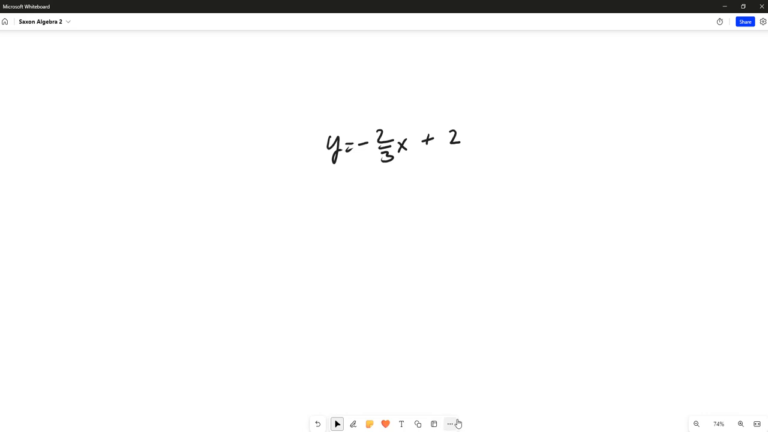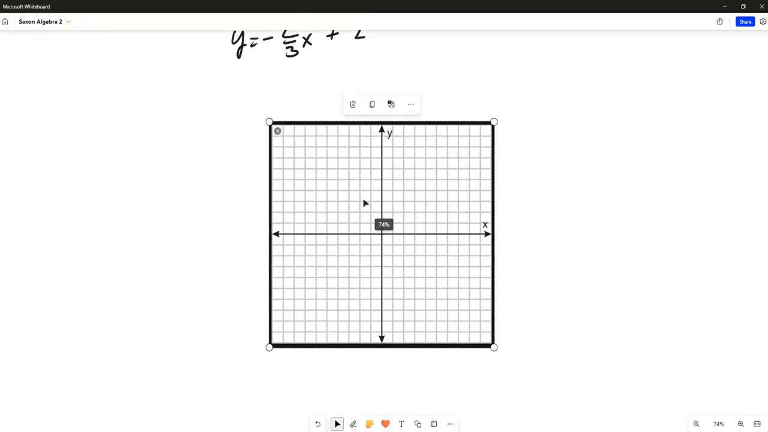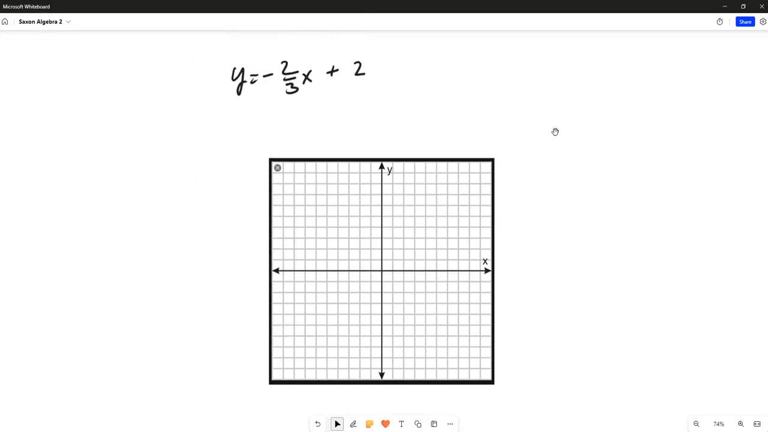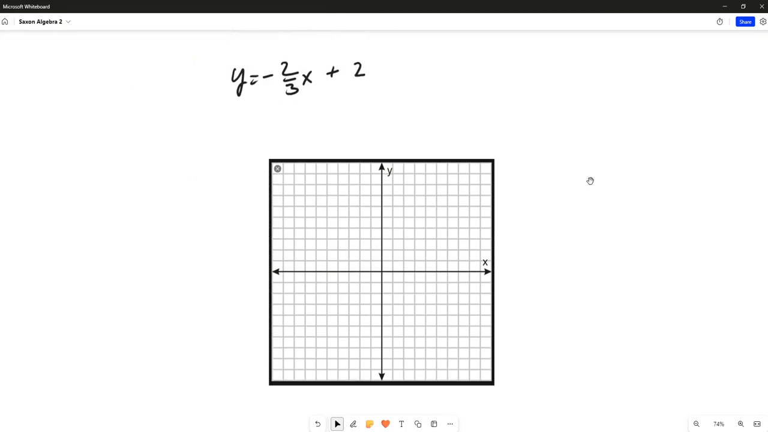And you can graph it without going through and substituting numbers in for x, by just using what you know about the y-intercept and what you know about the slope. So the y-intercept means that when x is 0, y is whatever is here. So that means that our first point is going to be up 2.